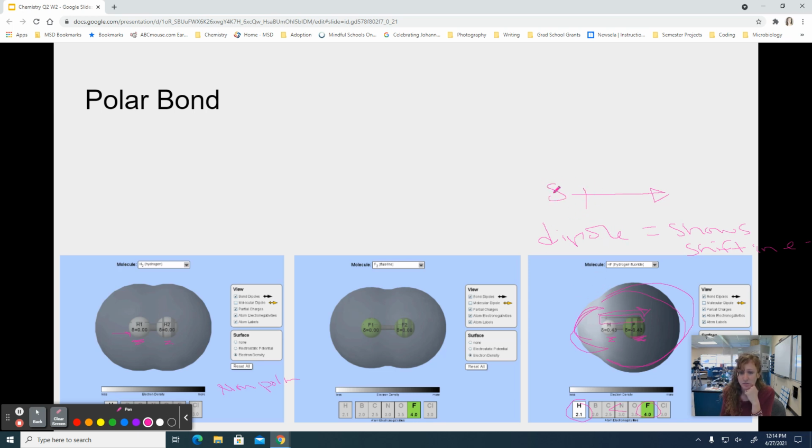So hydrogen is going to be partially positive because the negative electrons shift away. Fluorine is going to be partially negative because those negative electrons shift towards fluorine. So the bond between hydrogen and fluorine is going to be a polar bond.